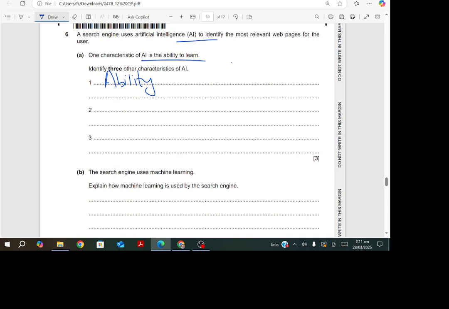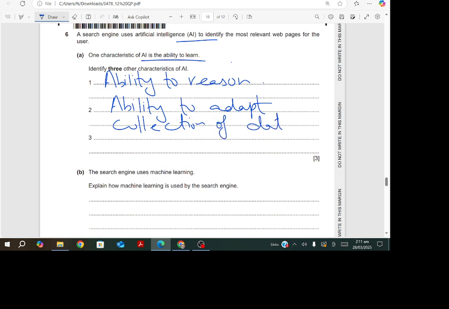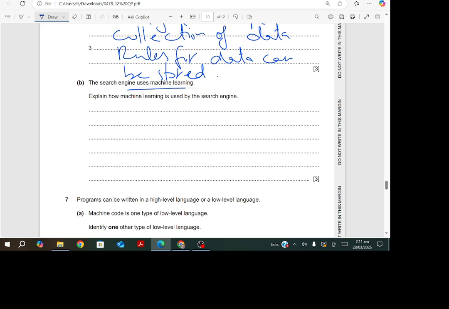What is the other characteristic of AI? Ability to reason, ability to adapt, collection of data, and also rules for data can be stored.